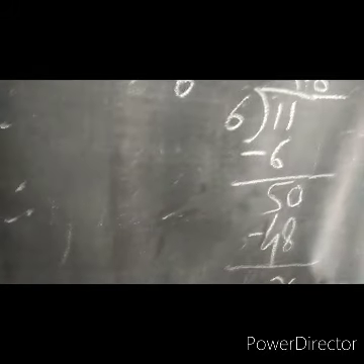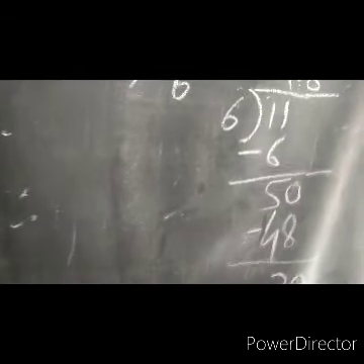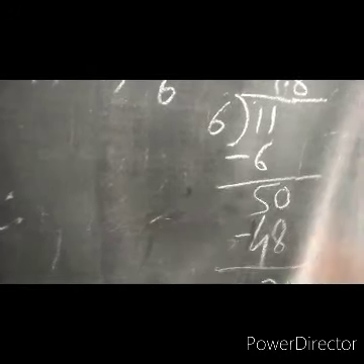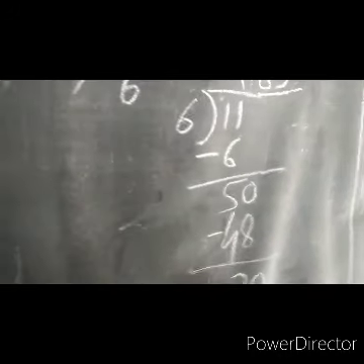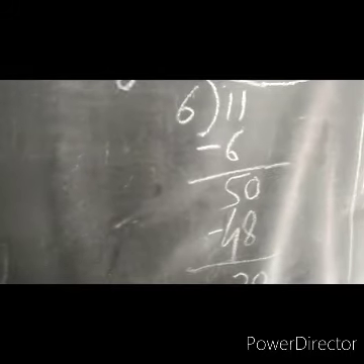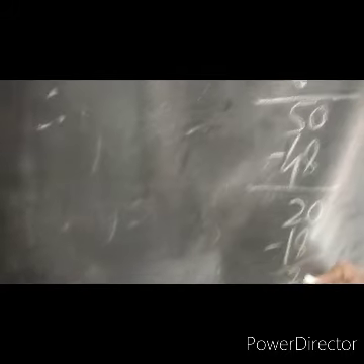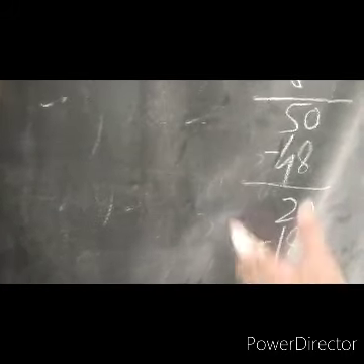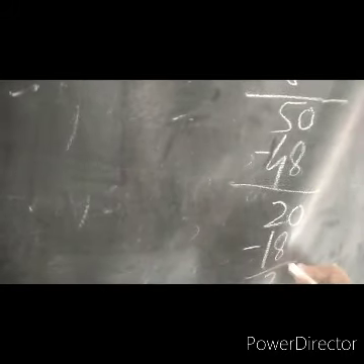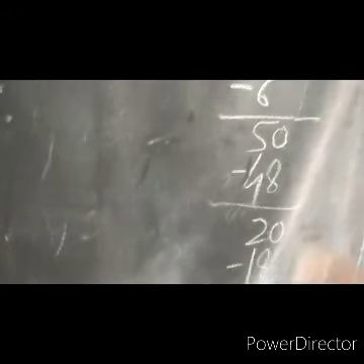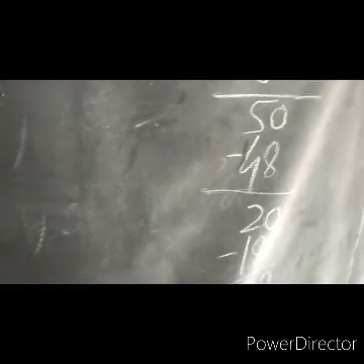Now again 6 cannot divide 2. Therefore here we have to take 0 and find out 20 in the 6 table or before this number. So 20 is not there in the 6 table. Therefore 6 3s are 18. Now 20 minus 18, that is the remainder. We got 2. And again 2 is smaller than 6. 6 cannot divide 2. Therefore here we have to take 0. Now we got 20. Again 6 3s are 18. 20 minus 18, that is we got remainder 2.